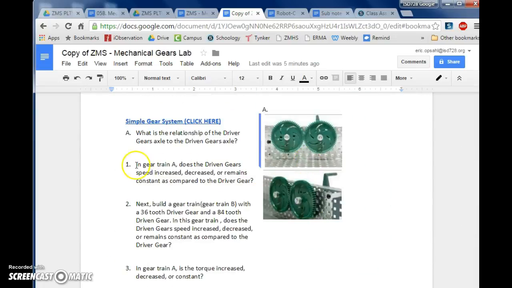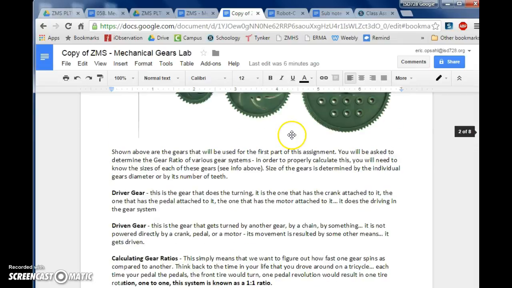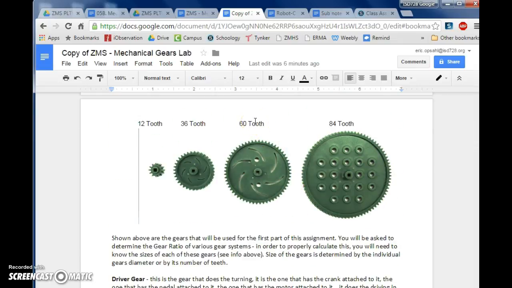There it is. Question 1 says, in gear train A, does the driven gear speed increase, decrease, or remain constant? That's a gear ratio problem. Here I have these two gears. I have a 60 tooth and a 60 tooth.